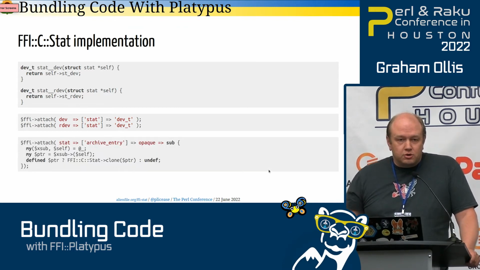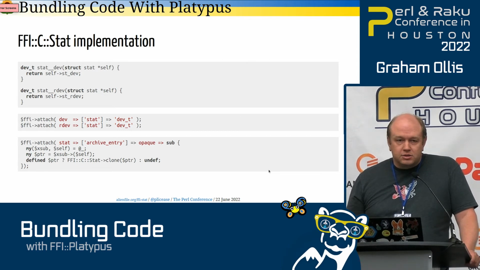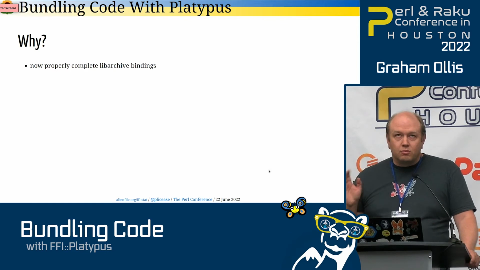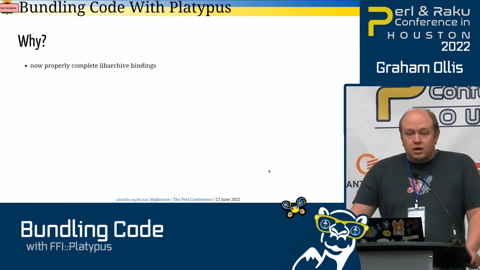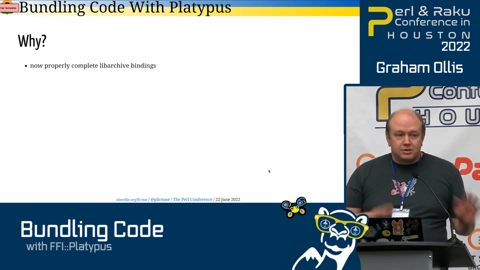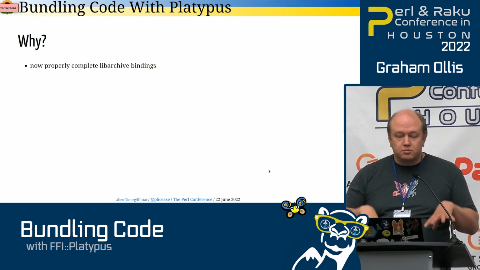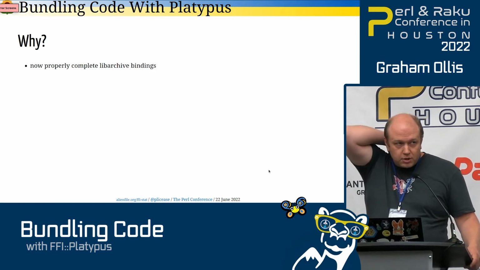And so when I was rebooting my libarchive bindings a few months ago, I was able to get the pointer from the archive entry stat method and then convert it into one of these FFIStat objects. So why would you want to do this? This is a bit weird. Perl already has stat methods. You don't need this generally. But I was able to properly complete the libarchive bindings after about 10 years. So yay for me.